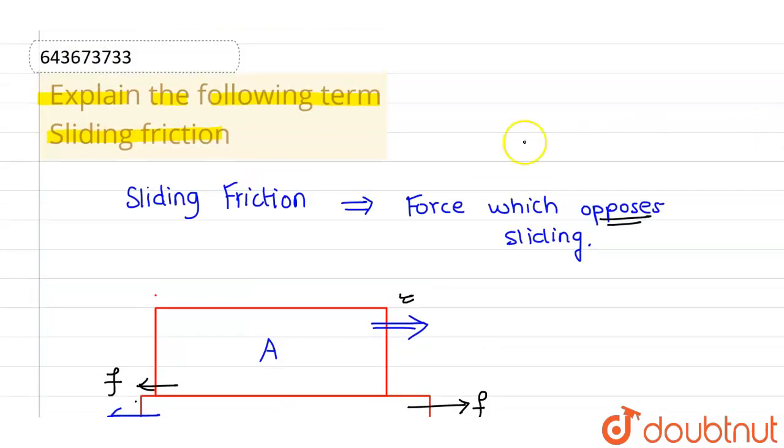So basically, what exactly is sliding friction? Sliding friction is the force which comes into picture when two bodies are sliding against each other, and it will try to stop or oppose sliding. I hope you understood. Thank you.